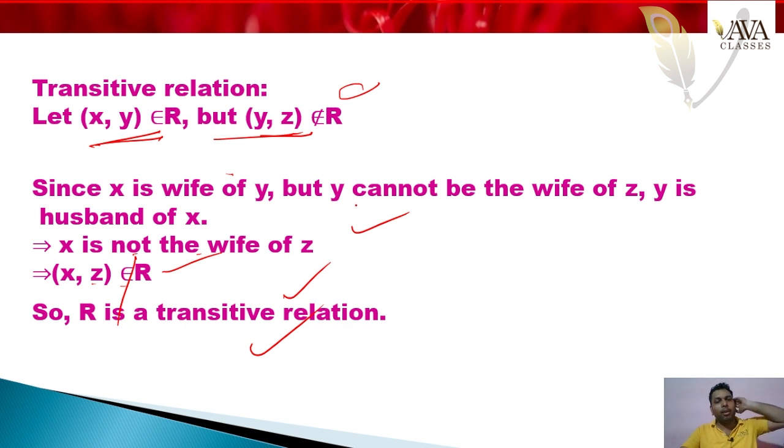What is the meaning of a transitive relation? If (a, b) belongs to R and (b, c) belongs to R, then (a, c) belongs to R. Sometimes (a, b) belongs to R, but (b, c) does not belong to R, and that implies (a, c) does not belong to R. So (x, y) belongs to R, but (y, z) does not belong to R, and (x, z) also does not belong to R. So it is a transitive relation.